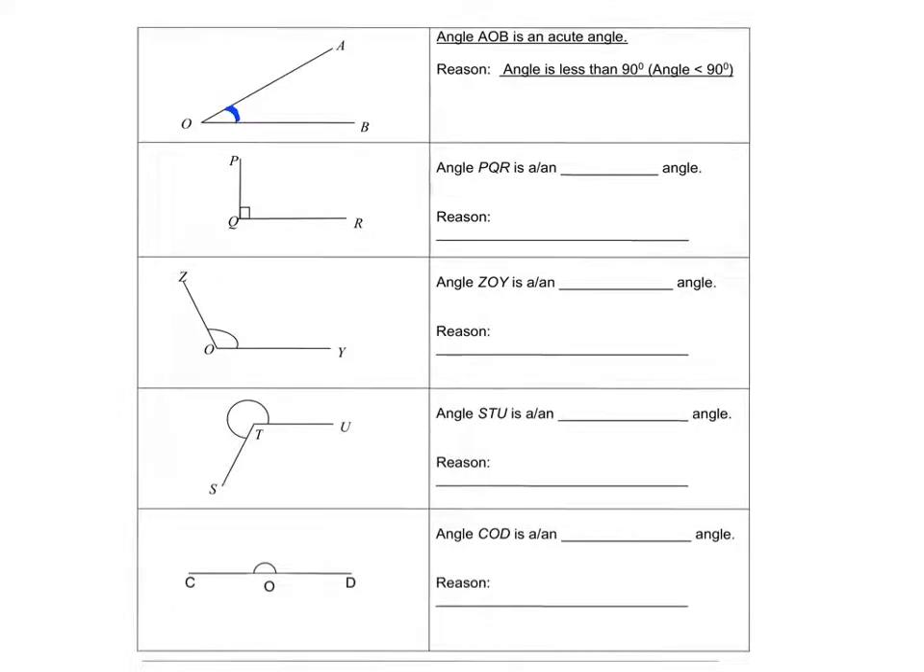Then what about the second one? This will be a right angle. Why is it called a right angle? Because the angle PQR over here is equal to 90 degrees. Every right angle is 90 degrees. Next, angle ZOY over here is more than 90 but less than 180. So this is called an obtuse angle. Why? Because angle ZOY is between 90 degrees and 180 degrees.